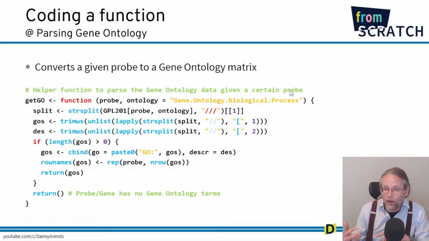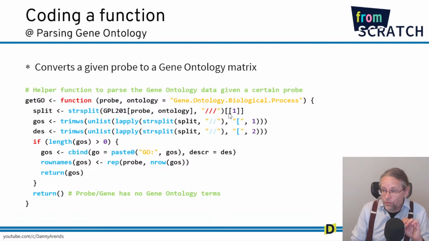So it has 3 columns. In this case, we're going to just do 1 column. We're just going to take the biological process gene ontology for this probe that I specify. Like I said, the first thing I'm going to do is split on 3 forward slashes, so I'm just going to use the string split function. I'm going to say string split from the GPL 201 matrix, take this probe, take this ontology, and then string split it by 3 forward slashes, and then take the first element that comes out.